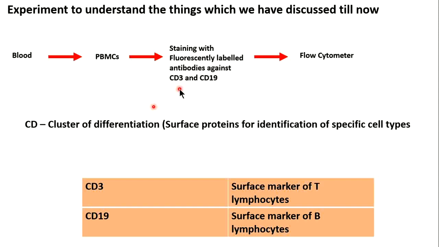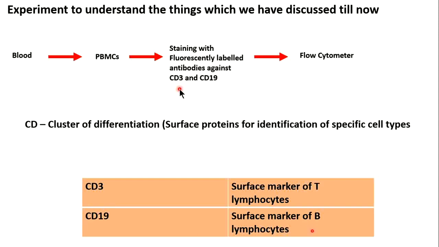So this is the definition of what? A T cell. Which kind of T cell? Suppressor T cell or regulatory T cell. So what I have done here, I have taken the PBMCs and added fluorescently labeled antibodies against CD3 and CD19. What are these proteins? CD3 is a protein which is present on all T lymphocytes. All T cells have essential expression of which protein on their surface? CD3.